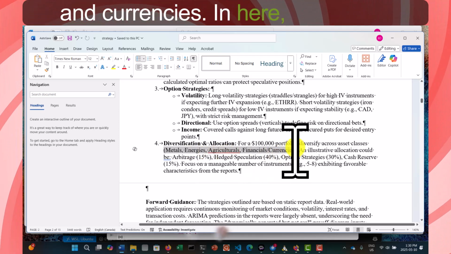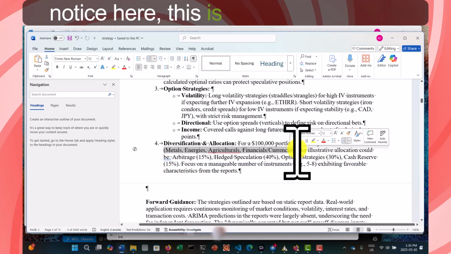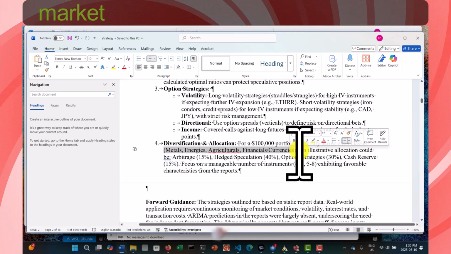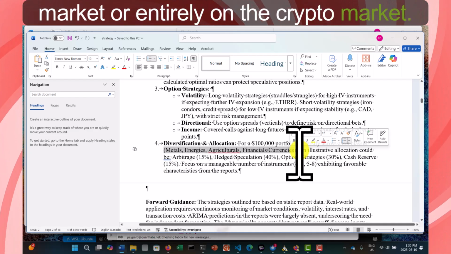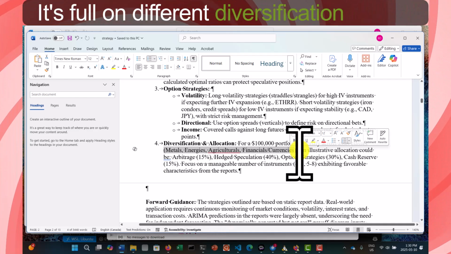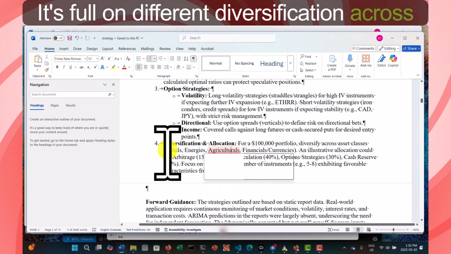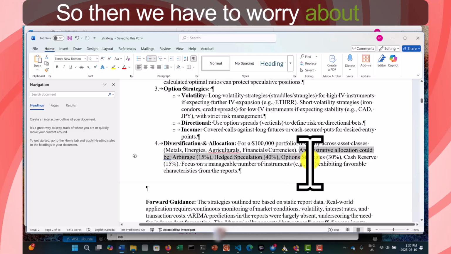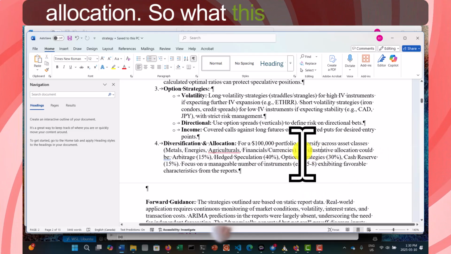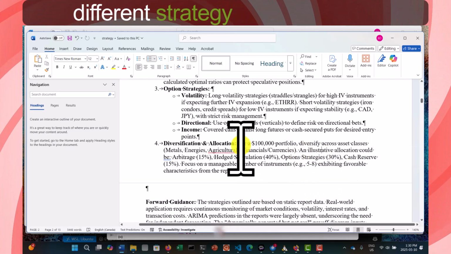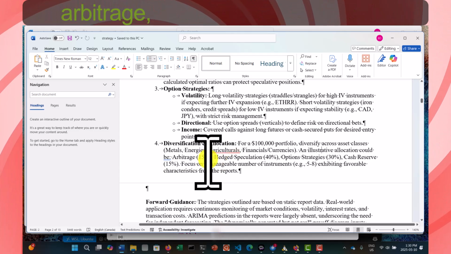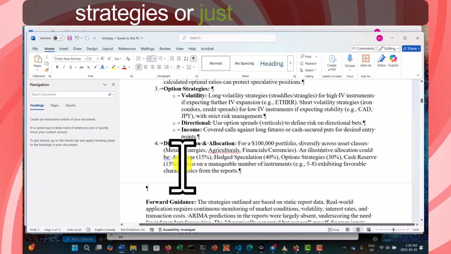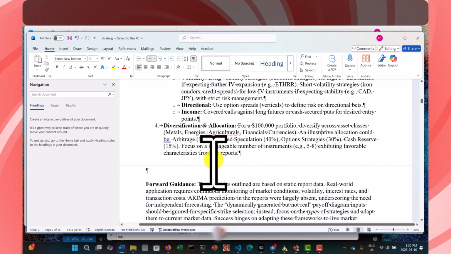financial, and currencies. In here, what you'll notice, this is the important one, it's not focused entirely on the stock market or entirely on the crypto market. It's fully different diversification across many different sectors. So then we have to worry about the allocation. And this is based upon different strategy types. So 15% arbitrage, hedge speculation, option strategies, or just sitting on cash reserve.